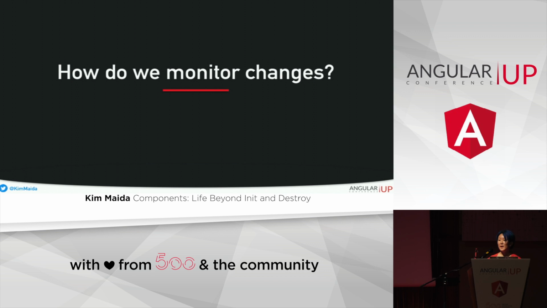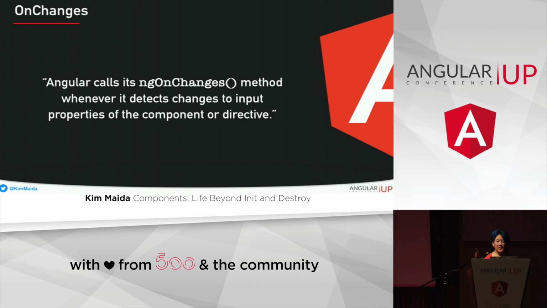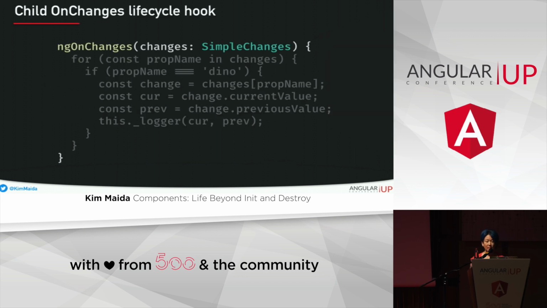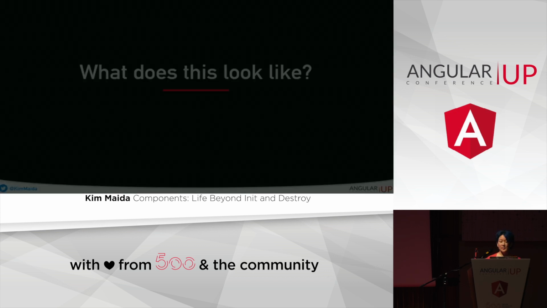So how are we going to monitor the changes in the data that's flowing between these components? Well, we're going to use the OnChanges lifecycle hook, and this detects changes to the input properties. So we'll import OnChanges. We're going to set up the ngOnChanges function. And then in that function, for this example, we're just going to use a logger to log the current and previous input values to the console.